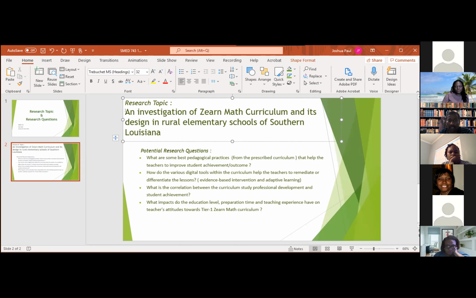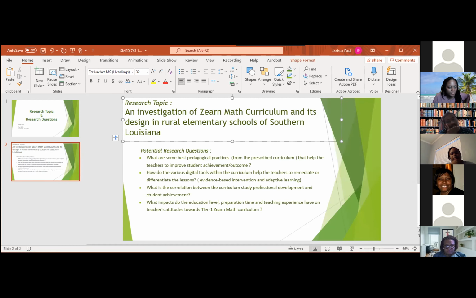So the topic is an investigation of Zern math curriculum and its design in rural elementary schools of Southern Louisiana. My first research question, it is not a final research question, it is a working, live document. What are some best pedagogical practices within the Tier 1 prescribed curriculum that help the teachers to improve student achievement or outcome?